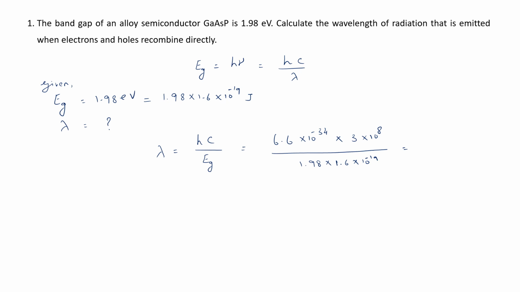So I think you have got the answer. The answer is 6.25 into 10 power minus 7 meter, or I can write this as 6250 Angstrom, which is in the visible range. So this is the answer. So similar problem, one more problem is given in the assignment which you can solve by yourself. You don't need my help. Based on this learning, you can do it. We will go to the next problem now.